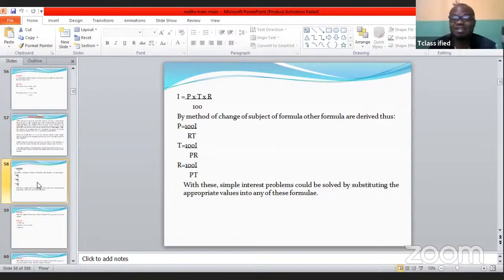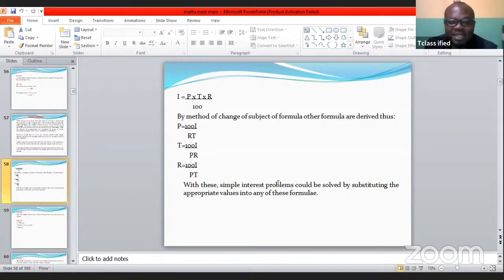Okay, so let's continue. Let's move forward. And we have, by method of change of subject of formula, you can always make any of these above your subject. So if it is P, it becomes 100I over RT. If it is T, 100I over PR. If it is R, 100I over PT. So you can make any of these the subject of the formula in order to sort it out in your JAMB or WAEC.